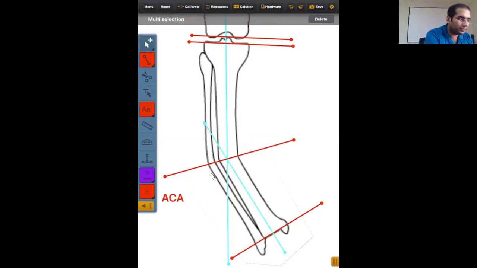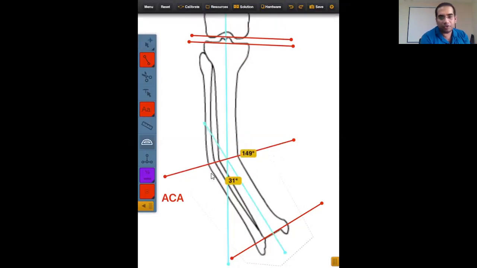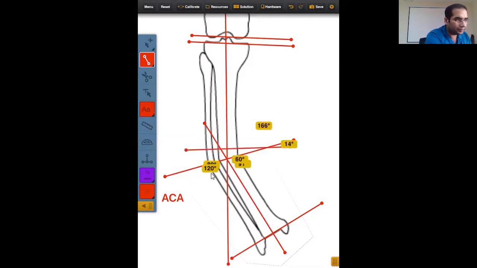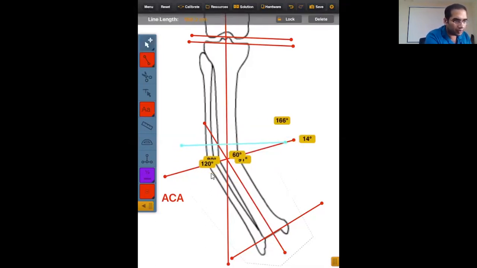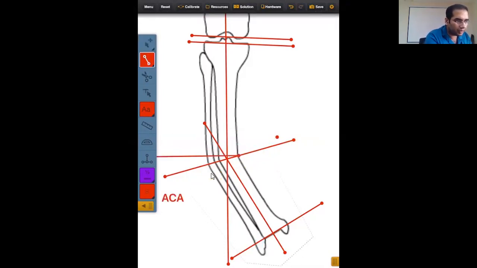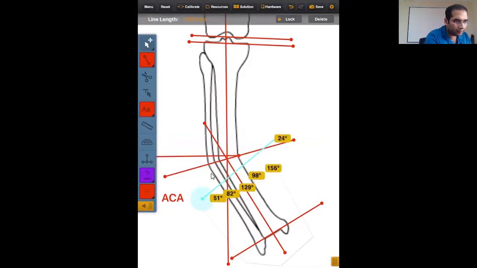It's very simple. As you can see, it is a 31 degrees of deformity. So you need to draw the half of 31, which is roughly 15 degrees. So what you will do here is you will draw a 15-degree line here, and then a 15-degree line here. Okay.